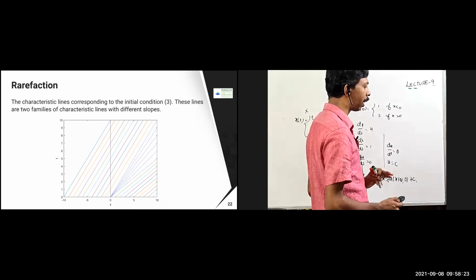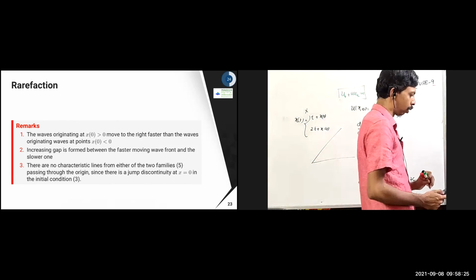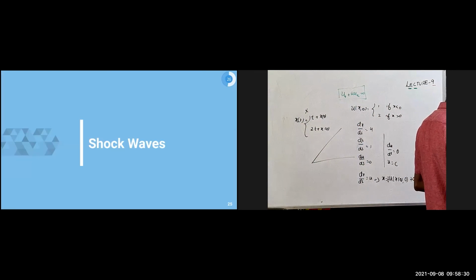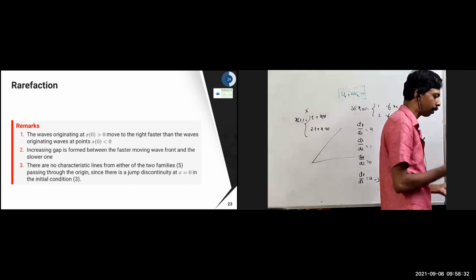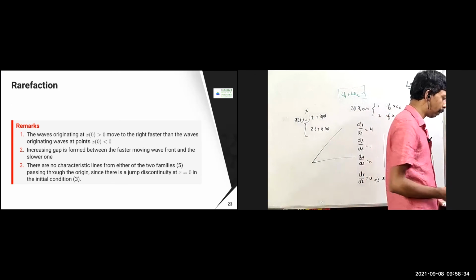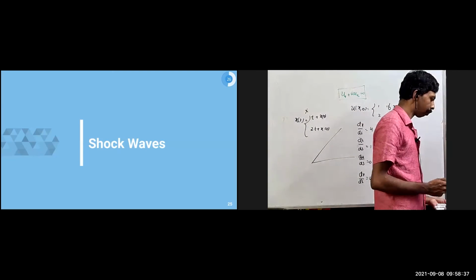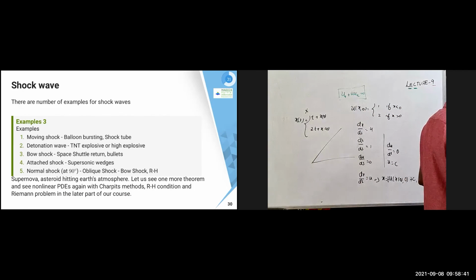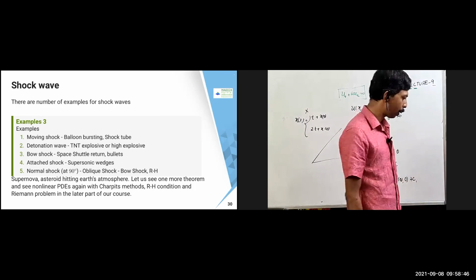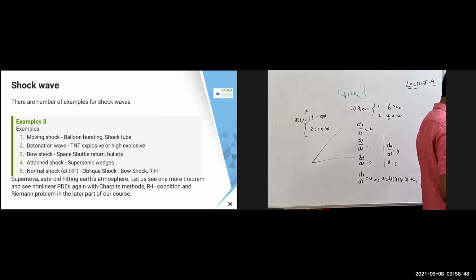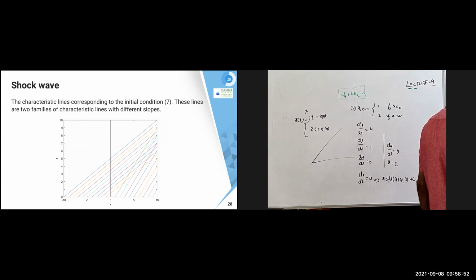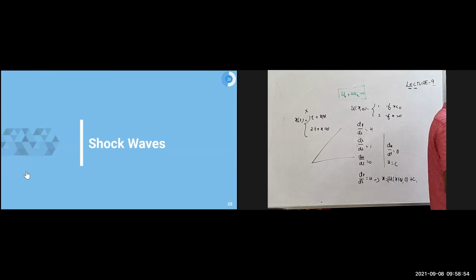So what is the significance of this? I will explain it in the next class, because this is very important for rarefaction and shock waves. What is the link between this initial condition and this one? This is a very, very important problem in rocket launching and other things, or even some people have died when this problem has become complicated. Those things we'll explain in the next class: rarefaction and shock waves.